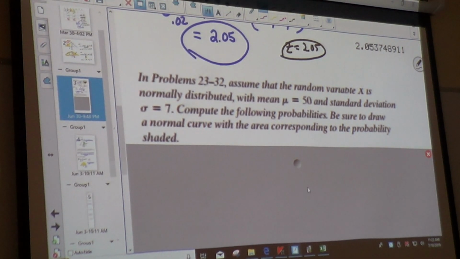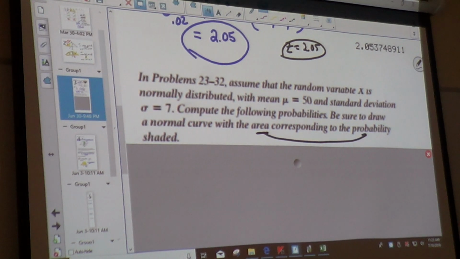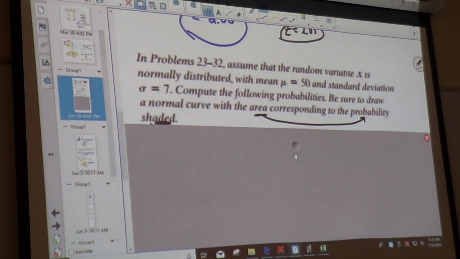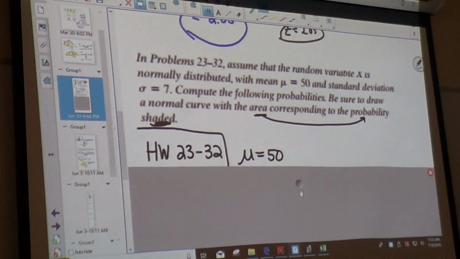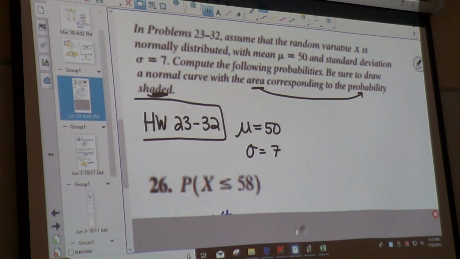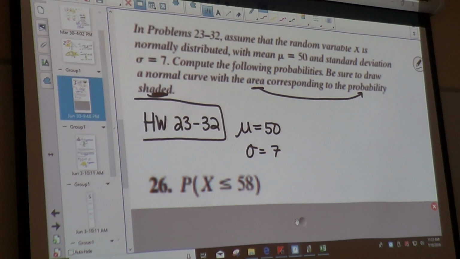And right here they're even saying the area that corresponds to the probability shaded. We're trying to find the shade, so what are we going to be using? Normal. Okay, so let's draw this one. A normal distribution with a mean of 50, a standard deviation of 7, and I want my shaded area, my X, to be less than or equal to 58.